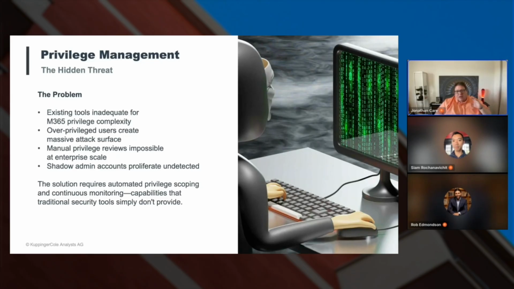And there's, of course, the other dimension of shadow admin accounts. Once they're there, for one good reason, they tend to proliferate and they remain undetected. And when, of course, they are exposed, this further increases the risk. And so the solution is automated privilege scoping and continuous monitoring capabilities that traditional security tools lack. And this is a critical issue that organizations must address to reduce their exposure to privilege-based attacks.